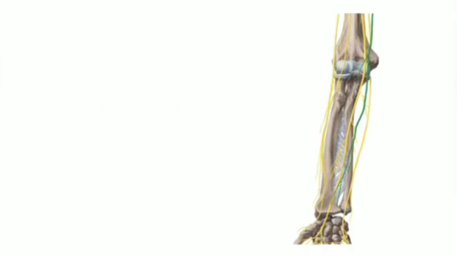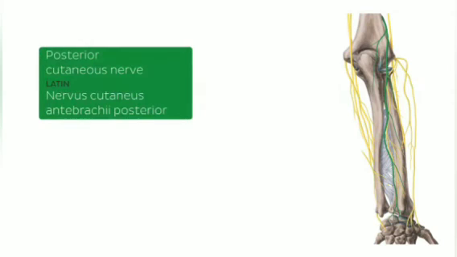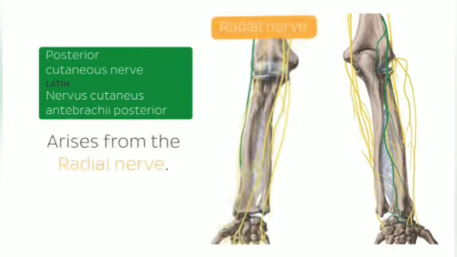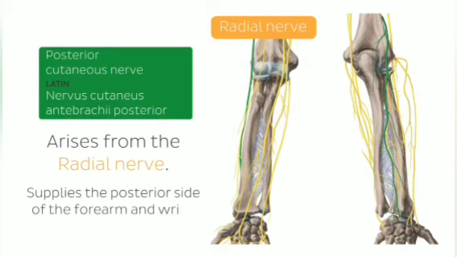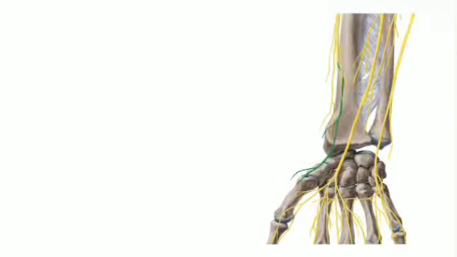We're moving on and talking about another nerve seen highlighted here in green. This is the posterior cutaneous nerve. The posterior cutaneous nerve of the forearm arises from this one that you see highlighted in green, the radial nerve, in the posterior compartment of the arm. Also important to add here about the posterior cutaneous nerve is that it supplies the posterior side of the forearm and wrist.